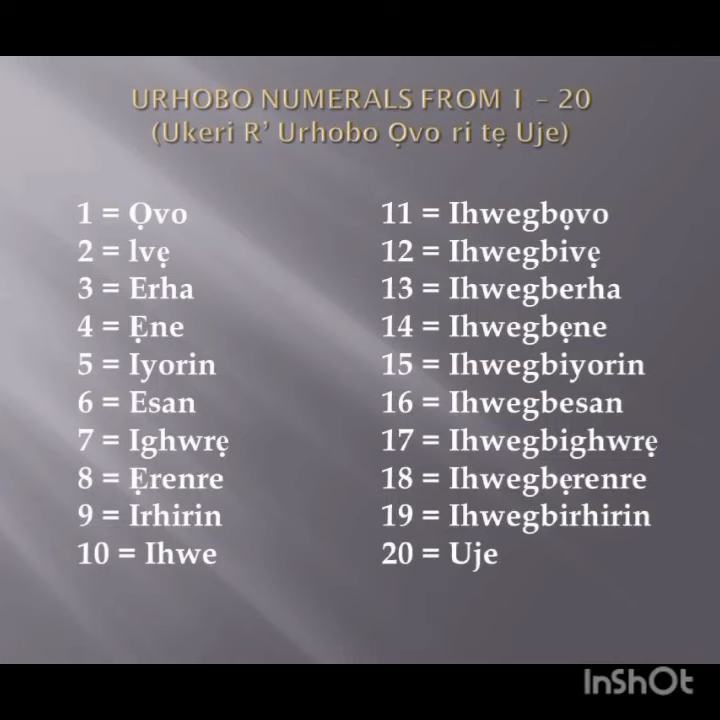1 is Ovo in Urhobo. 2 is Ive in Urhobo. 3 is Era. 4 is Ene. 5 is Iyorin. 6 is Esan. 7 is Igwe.